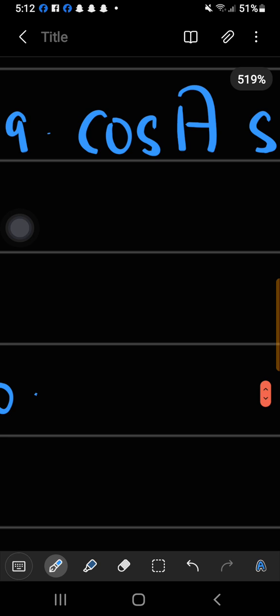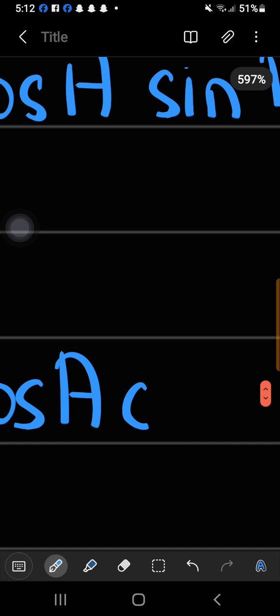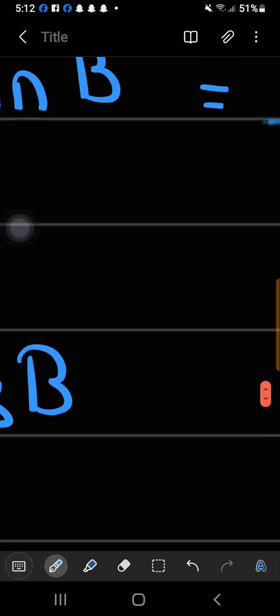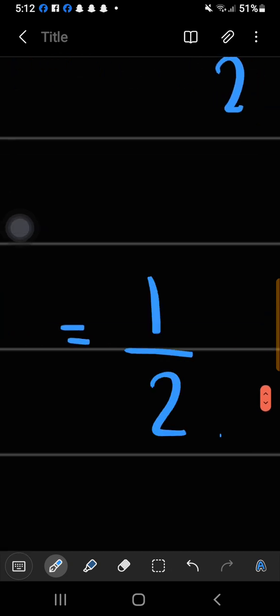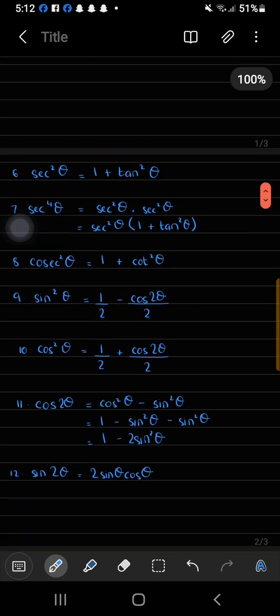And for the 20th, cos A cos B, double cos property, is equal to 1 upon 2 large bracket open cos A plus B plus cos A minus B. We just replaced sine with cos, and now we are done with our 20 properties here.